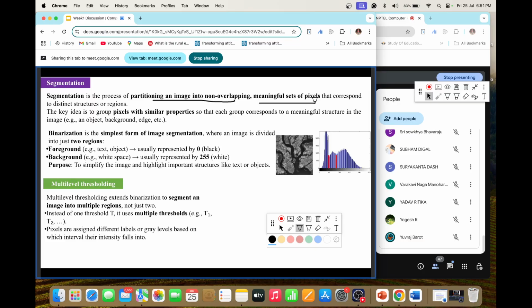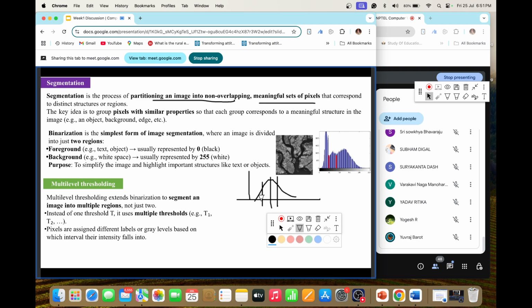So earlier, like in this graph, we were choosing only one threshold. The threshold before that we assigned to 0, and after that we assigned to 255. Now in segmentation, we can choose a different type of threshold. You can choose two or three, more than two thresholds. That is known as segmentation. For each threshold we choose, we can give a different color.